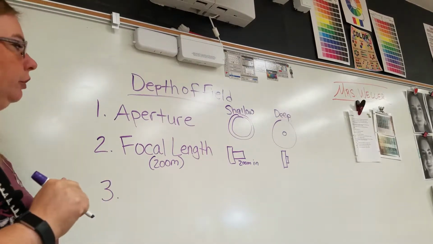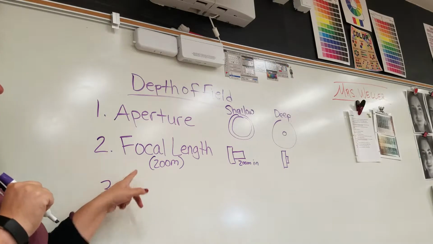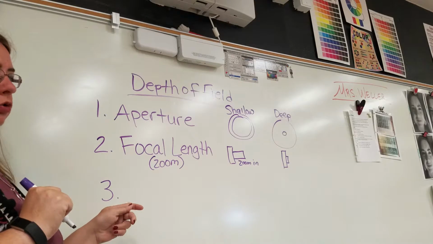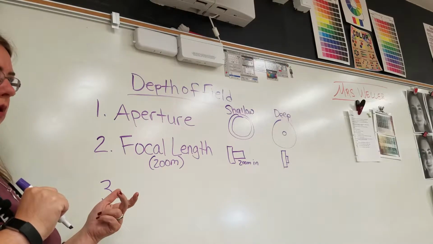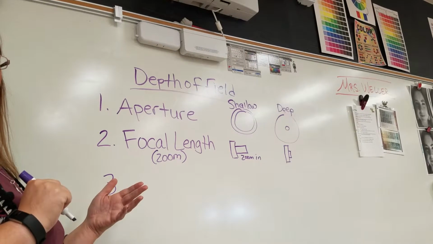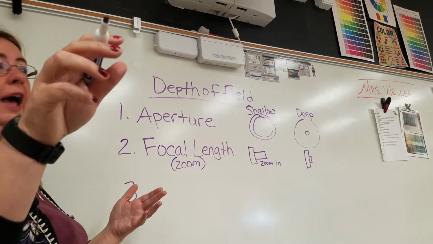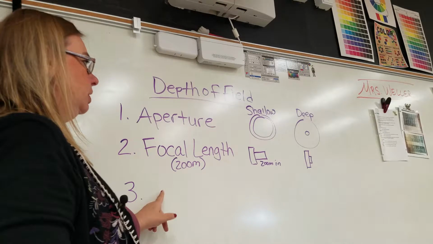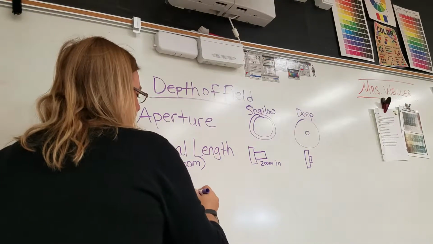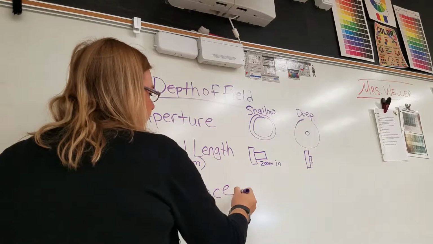All right, our third one is similar to zoom, but a little different. So I can get closer by two ways. What would the two ways be? If I want to be closer to my subject, I can either what? Actually move, or I can zoom. So this is going to be my real distance, right? So this is my real distance.